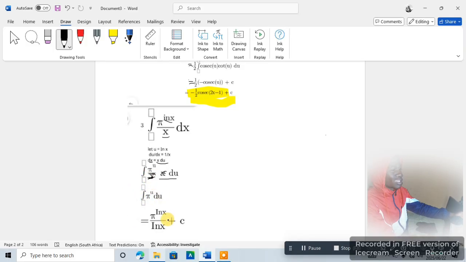Then when we integrate this, we will have pi to the power u.